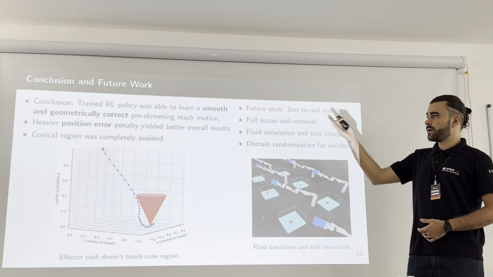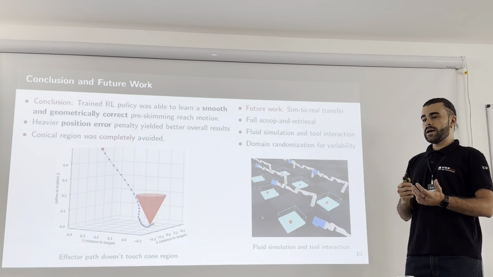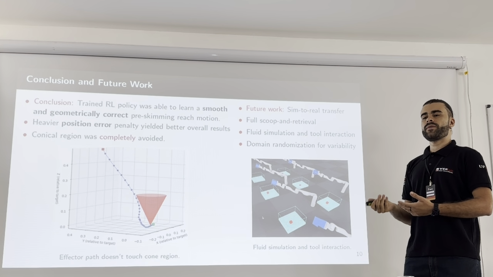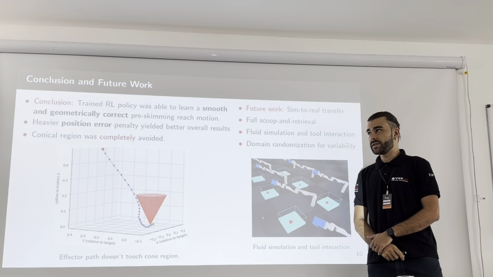We found out that having a heavier position error penalty yielded better overall results because it gets closer to the target without losing too much of its orientation. And the conical region was completely avoided.